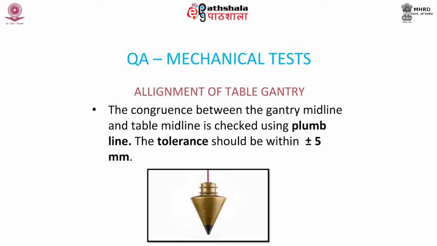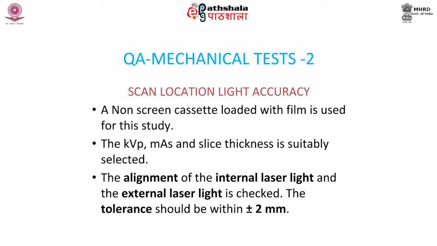Alignment of table gantry. The concurrence between the gantry midline and table midline is checked using a plumb line. The tolerance should be within plus or minus 5 mm. Scan location, light accuracy. A non-screen cassette loaded with film is used for this study. The kVp, mAs and slice thickness are suitably selected. The alignment of internal laser light and the external laser light is checked. The tolerance should be within plus or minus 2 mm.